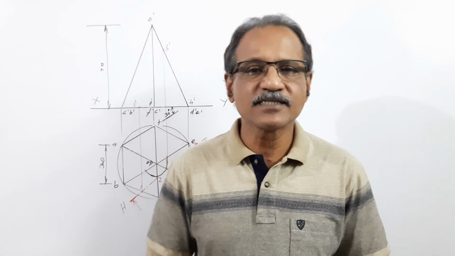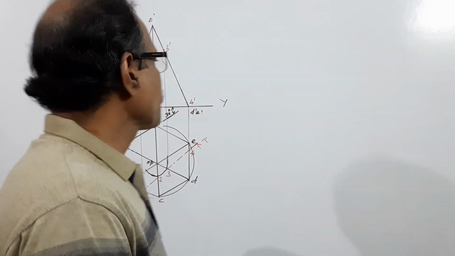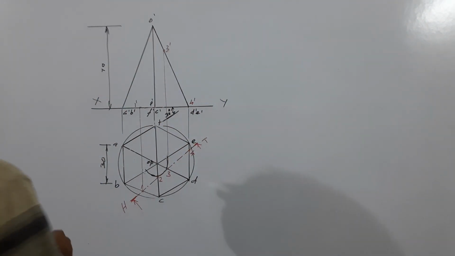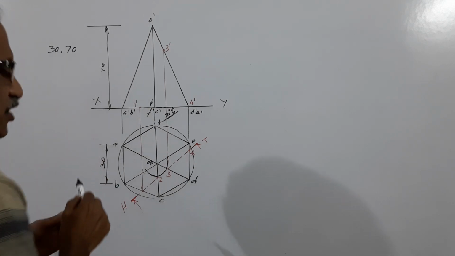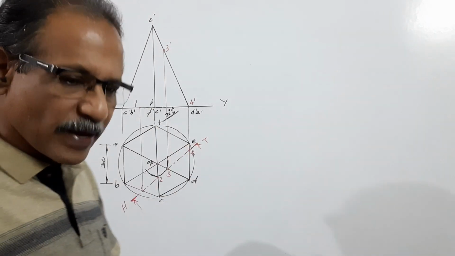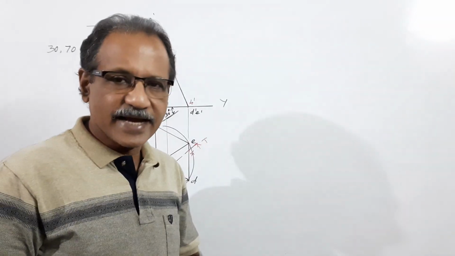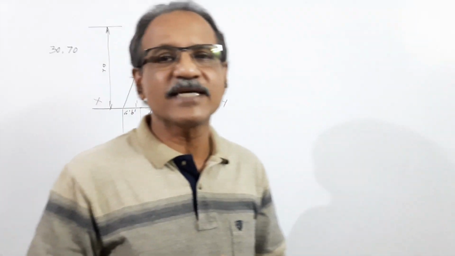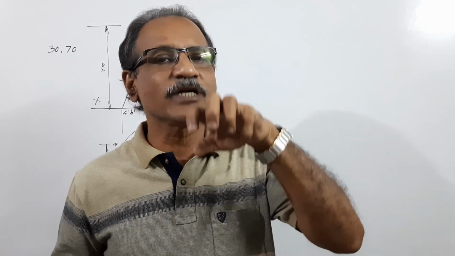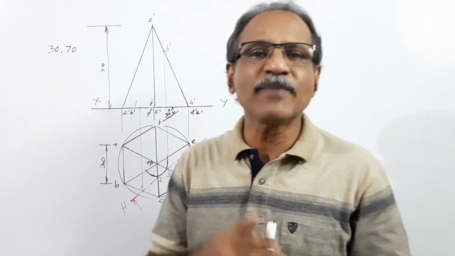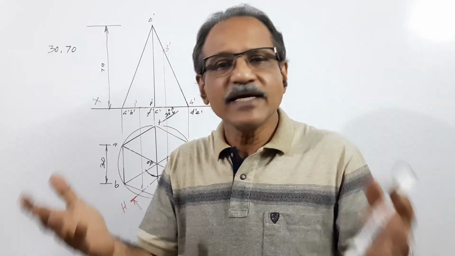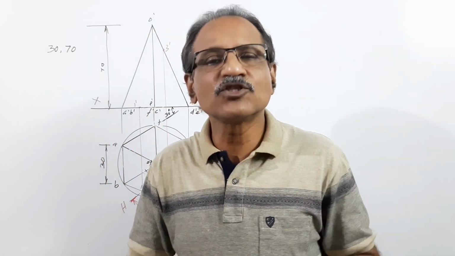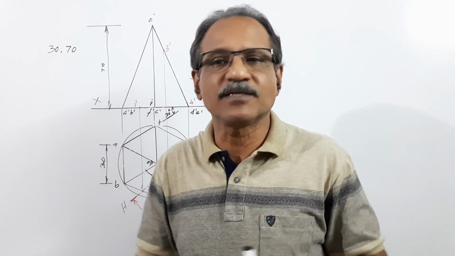The question says: a hexagonal pyramid, 30 mm side of base and 70 mm axis, is resting on its base on the ground with a side of base inclined at 30 degrees to VP. Then it is cut. Okay, let us draw the pyramid in the set position.